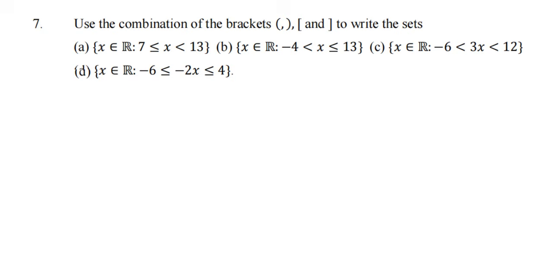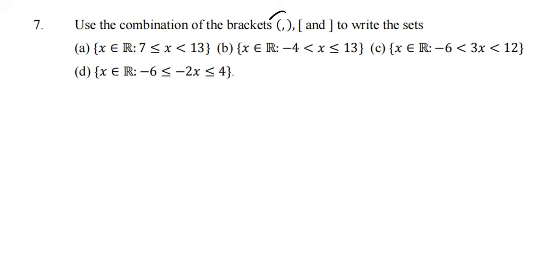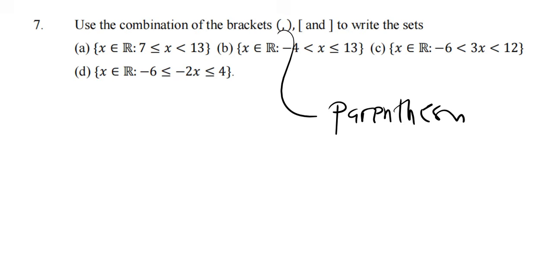Now we come to question number 7. For question number 7, use the combination of the brackets. These ones are called parentheses. So we've got parentheses there. Then we've got square brackets to write the sets. So let's start with the first one, A.